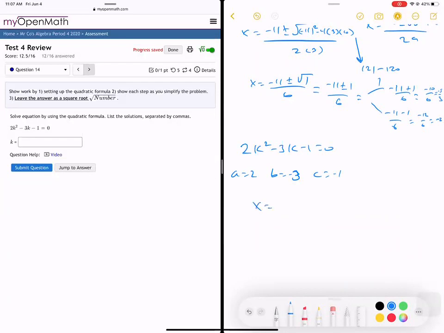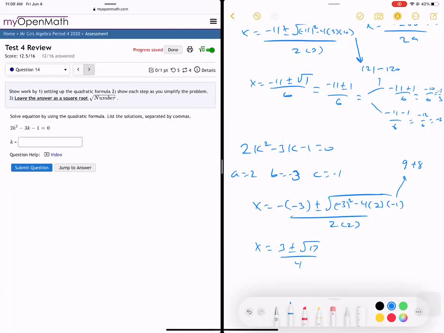x equals negative b, negative 3, plus and minus the square root of b squared minus 4ac, all over 2a. We'll do the inside first. 3 times 3 is 9, 4 times 2 is 8, 8 times 1 is positive 8. We end up with 17. x equals 3 plus and minus square root of 17 over 4.